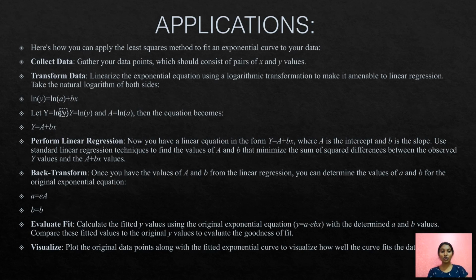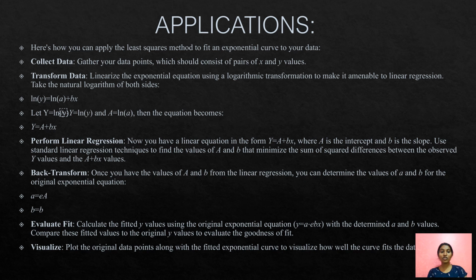Let's see the application of this. Here's how you can apply the least square method to fit an exponential curve to your data. Collect the data: gather your data points, which should consist of pairs of x and y values. Transform the data: linearize the exponential equation using a logarithmic transformation to make it amenable to linear regression. Take the natural logarithm on both sides, that is, ln of y is equal to ln of a plus bx. Substitute Y in place of ln of y and A in place of ln of a. Then we get Y is equal to A plus bx.